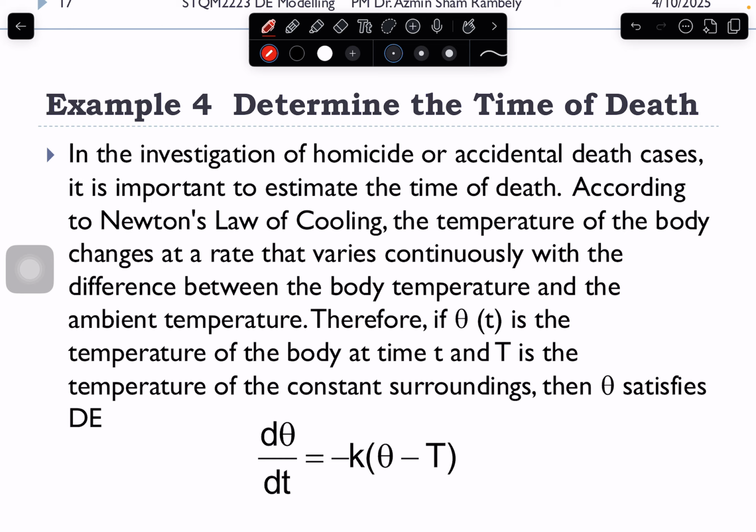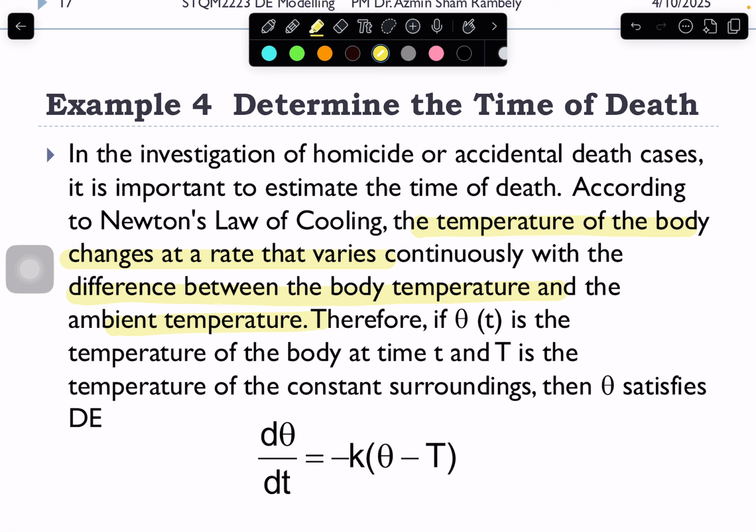Okay, let's say we have this investigation of a homicide or death case, and we are going to use Newton's law of cooling, where it says the temperature of a body changes at a rate that varies between body temperature and ambient temperature. Okay, the rate of change of the temperature of the body. So we are talking about temperature here.